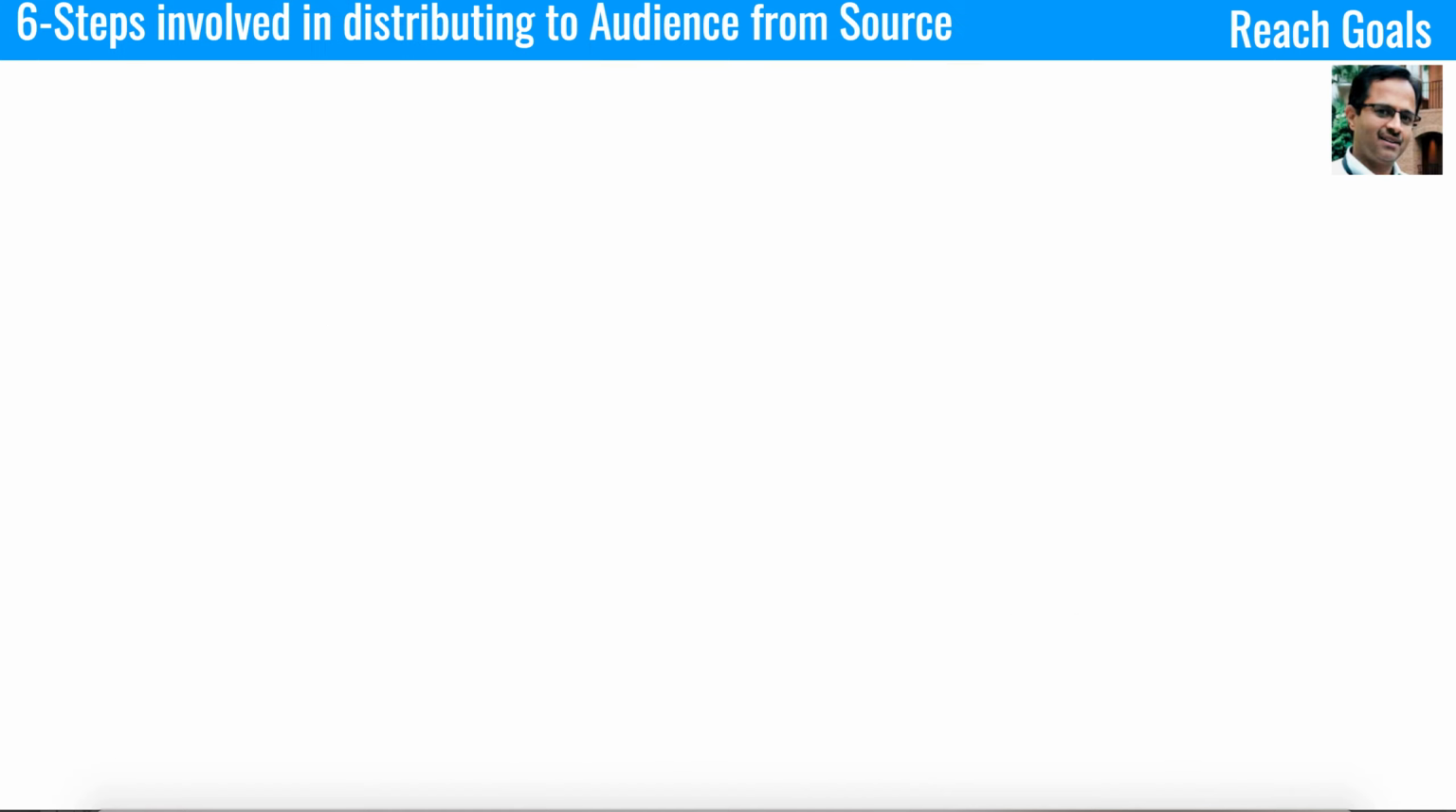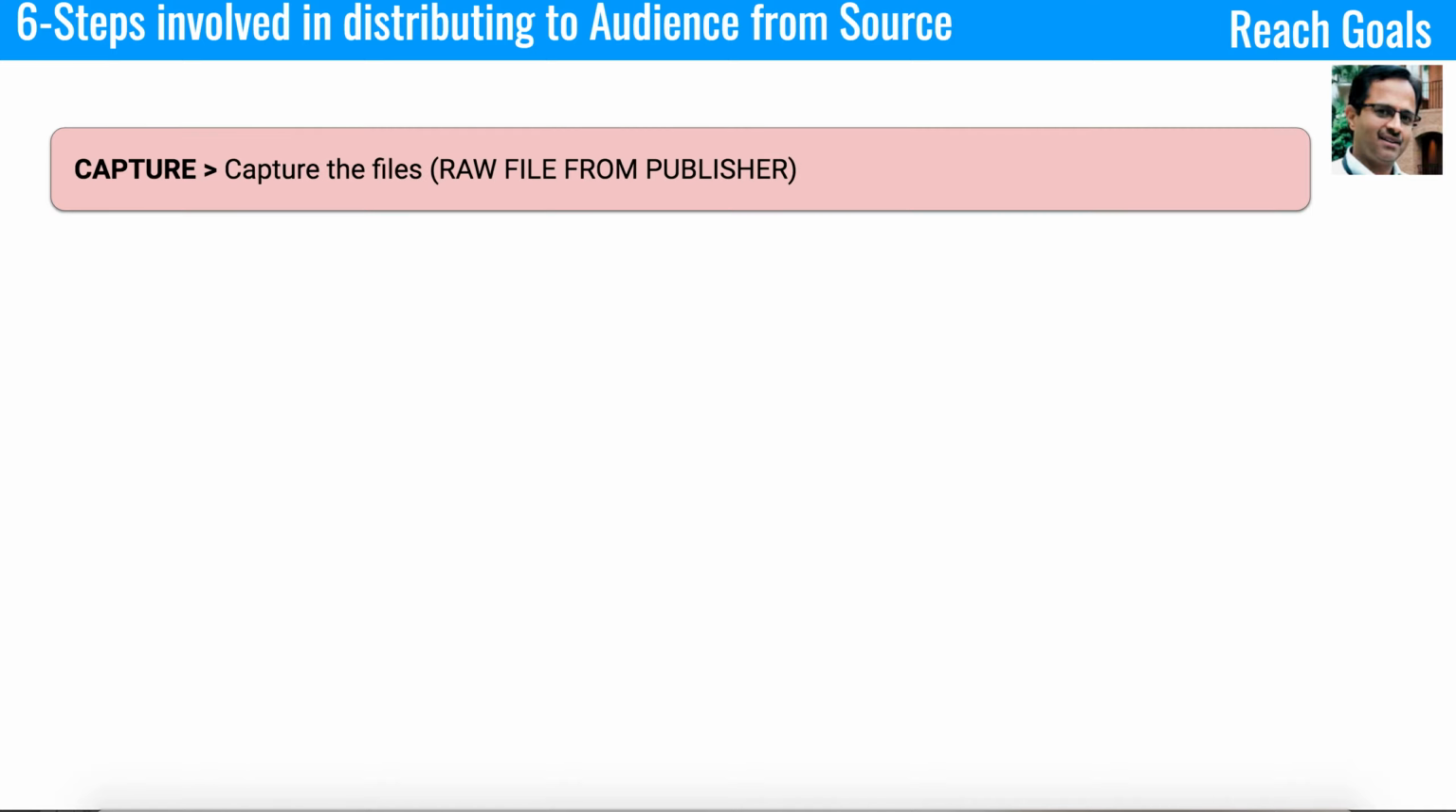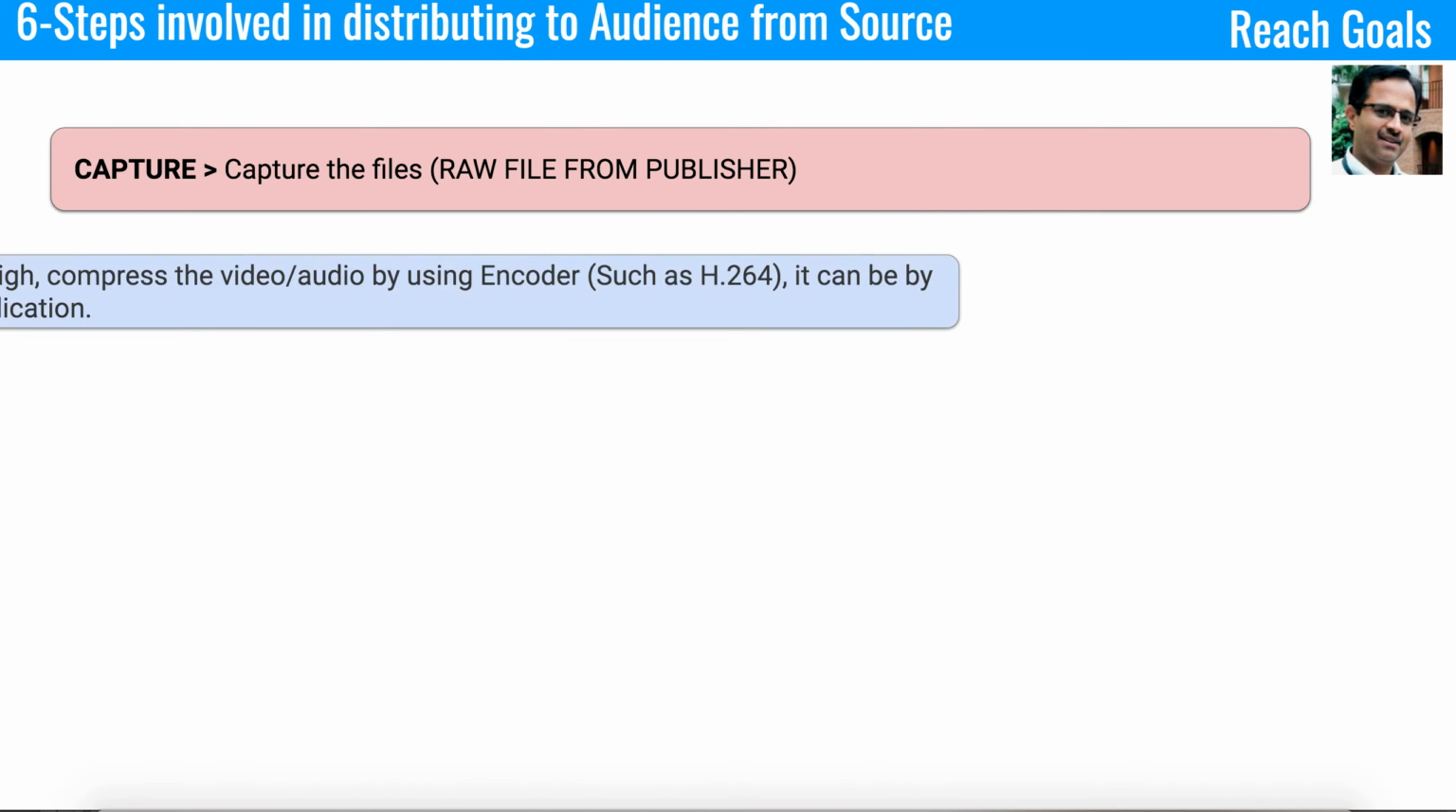Now let's see how the video or audio gets distributed from the source to the audience, right? There are 6 steps involved. The first step is capture. Capture is nothing but recording the videos and placing them on the raw server, right? The second step is compress.